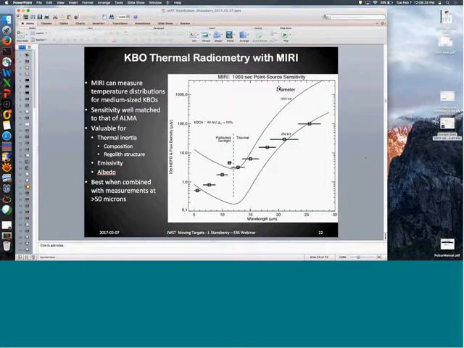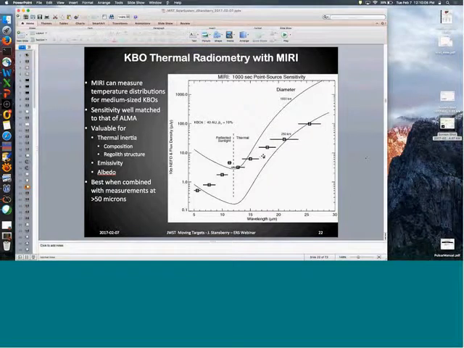And then just the last example I have for today is the MIRI imaging sensitivity. The 1,000 second sensitivity is shown as the horizontal bars for the MIRI filters, and then for a KBO at 4 to 10% albedo, 1,000 kilometer diameter and 250 kilometers diameter. So you can relatively get other temperatures for KBOs using MIRI in imaging mode.